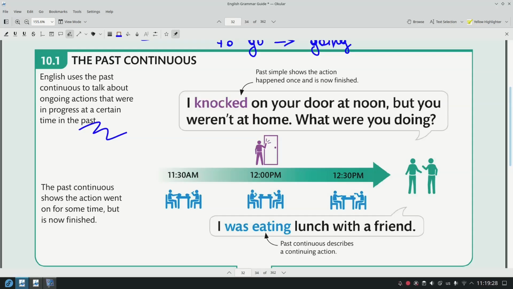Let's imagine this situation. You knocked on somebody's door at noon, but this person wasn't at home. And you might ask, what were you doing? And you get the answer: I was eating lunch with a friend. So this person shows that he or she was in the process of some action. In our case, he was eating or she was eating lunch with her friends. Past continuous describes a continuing action. Keep that in mind.